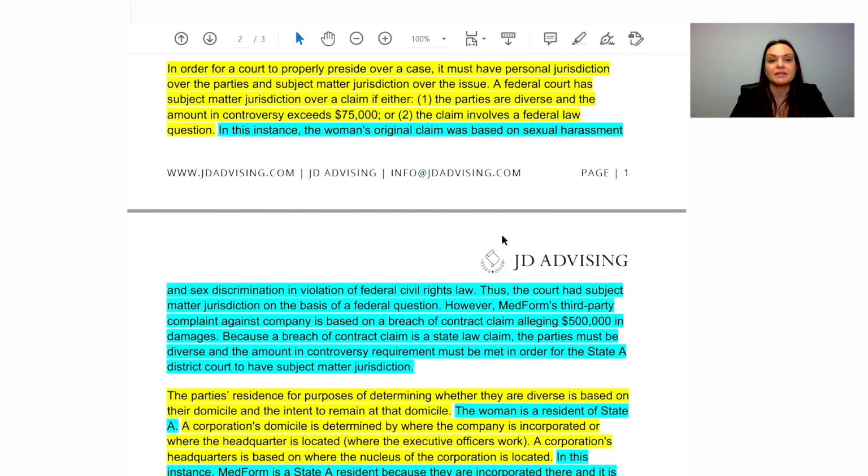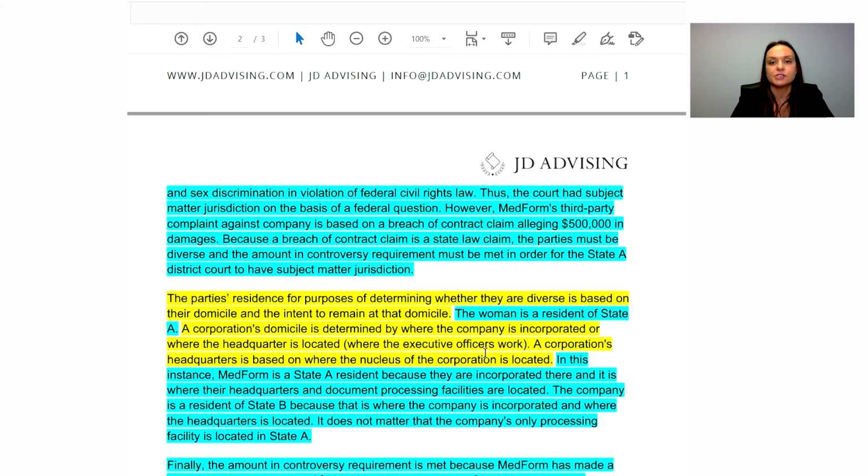Then the examinee reverts to the analysis of those basic rules. Here, the examinee tells us that the woman's original claim is a sexual harassment and sex discrimination claim in violation of federal law. So very quickly, the student gets to the point that the original claim is properly filed because there's federal question jurisdiction. And while this is really not what the question's testing, at least the student didn't spend too much time on it. You can see that the student quickly pivots and starts to talk about the third-party complaint, or the real issue. The student writes, however, Medform's third-party complaint against the company is based on a breach of contract claim, alleging $500,000 in damages.